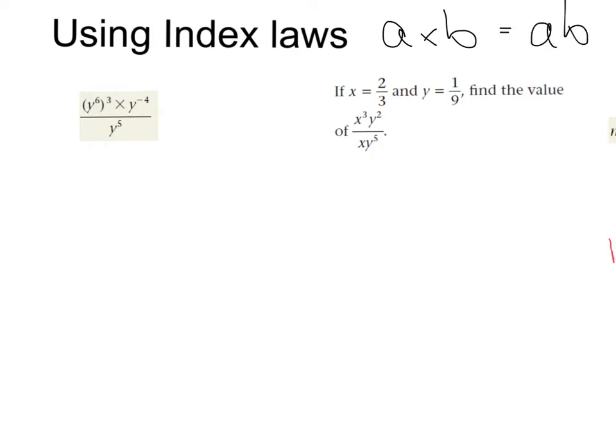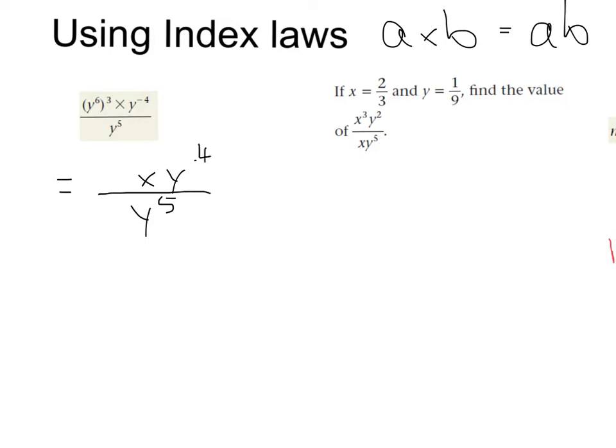Okay, question 3. We have y to the power of 6, all to the power of 3, times y to the power of negative 4, over y to the power of 5. Alright, so the best way to solve these questions is to do them piecemeal, meaning bit by bit. So I'm going to leave y to the power of 5 at the bottom, and I'm going to leave y to the power of negative 4 over here.